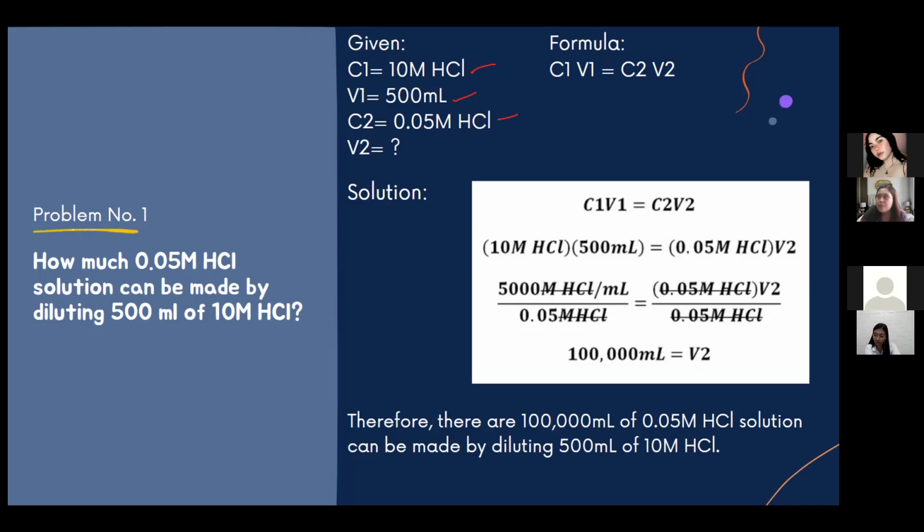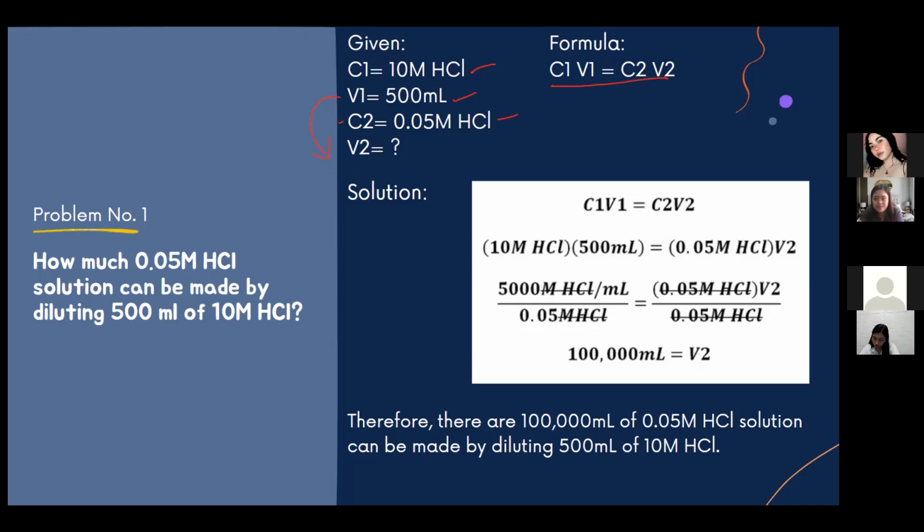It says that if you add water or any solvent to 10 molar at 500 ml, its concentration will become 0.05 molar. Now, from 500 ml, what is the volume now? This is our formula, C1V1 equals C2V2. So this is not really a very hard one. All you need to do is to multiply this 10 molar times 500 equals 0.05 M hydrochloric acid times the V2. We are looking for this.